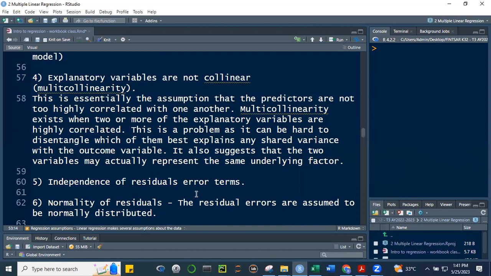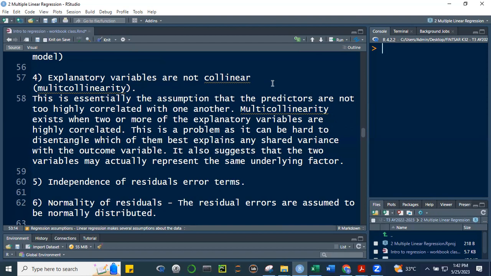Okay? Independence of residuals means that there is no constancy in mean. Okay? So yun yung sinasabi niyan, independence of residuals. The residuals should be independent so that walang constant yung mean dapat and constant yung variance. Okay? And then this one, yung explanatory variables are not collinear.